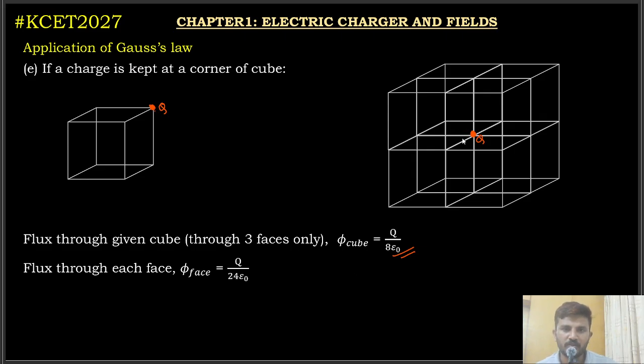Of those, the 3 faces that are attached to the charge you should not consider, because they are attached to this face and that face. The remaining 3 faces will be there, so you have to divide it by 3. So it is q by 24 epsilon naught. This is very, very important because this was asked in NEET as well as KCET.